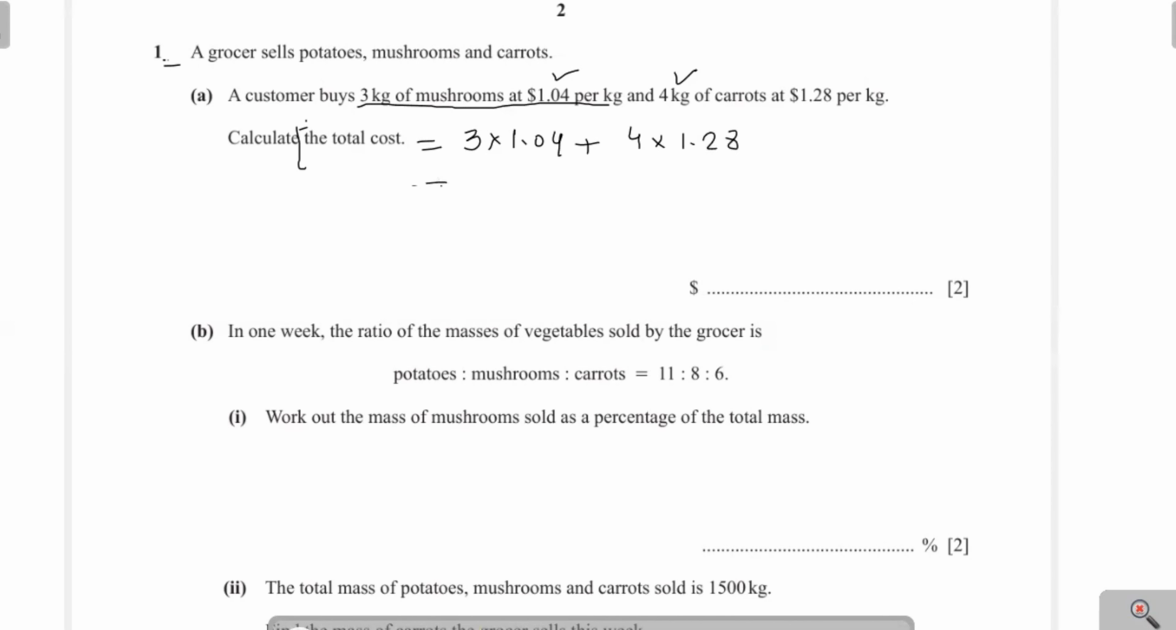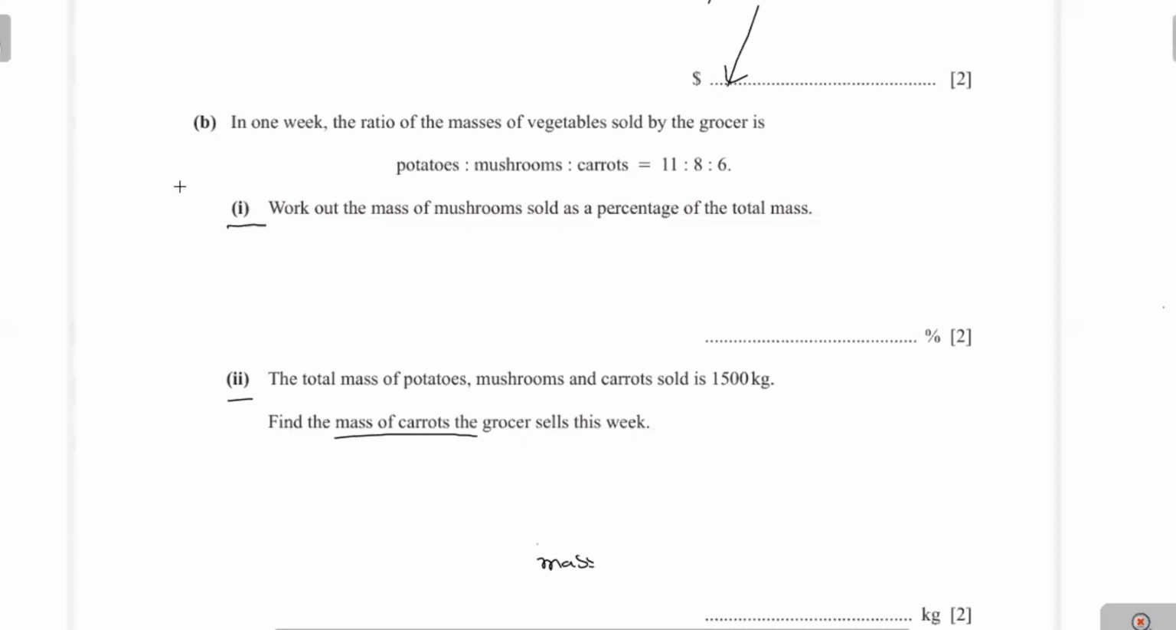Now we can calculate. You see here 3 multiply 1.04 will be equal to 3.12, plus 4 multiply 1.28, this will be equal to 5.12, and this will be equal to $8.24. This is the total cost. First part of part B.